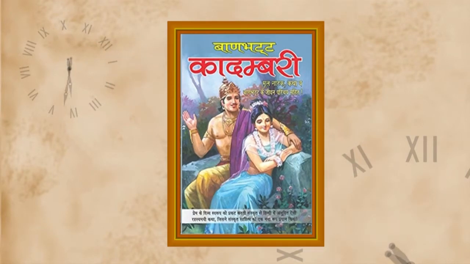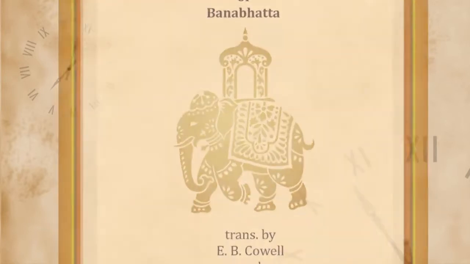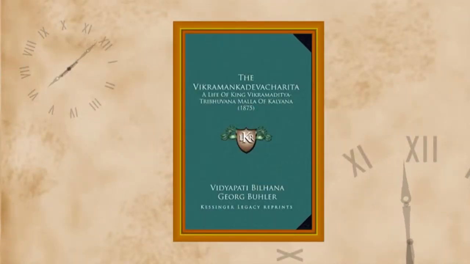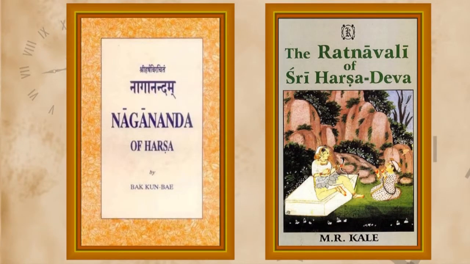Kadambari, written by Banabhatta in 7th century CE, is regarded as the first novel in Sanskrit, and his work, Harshacharita, is the first historical account of early period of King Harshvardhan. Vikramankadeva Charita by Bilhana describes the achievements of King Vikramaditya, the later Chalukya king. Harshvardhan himself wrote plays like Nagananda and Ratnavali, which throw light on the conditions of India during his rule.